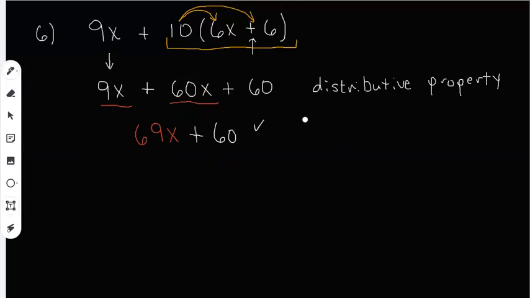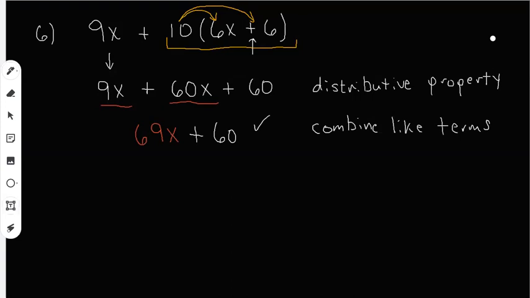So in this step, I combine like terms. And then I'm done. So the first step of this problem was to do the distributive property. That's always going to be my first step. And then after that, I noticed that the 9x and the 60x both end with the same variable, right? So I'm justified in combining those, and I get 69x plus 60. Okay.